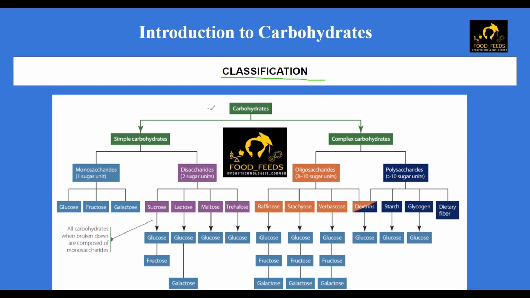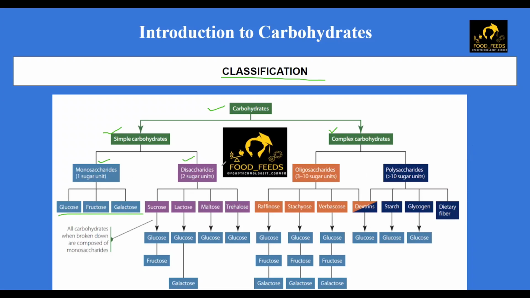So let's see. First, carbohydrates are mainly divided into simple carbohydrates and complex carbohydrates, as I told you now. And again, the simple carbohydrates are classified as monosaccharides and disaccharides. Here, the examples of monosaccharides are glucose, fructose, and galactose. And these monosaccharides result in the formation of the disaccharides, oligosaccharides, and polysaccharides. Monosaccharides cannot be further divided, reduced, or hydrolyzed. So this is the basic unit through which the other classes of carbohydrates are formed.